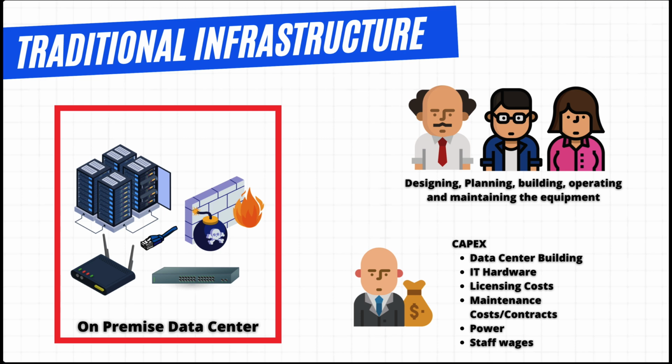So, this means your company has a huge CapEx and then an operational expense, or OpEx, for the resources that need to maintain the equipment. As you can see, these expenses start adding up quite quickly. We have the data center building, the IT hardware, the licensing cost, the maintenance cost and contracts, power, staff wages, and so on and so on. And all of these cost money.